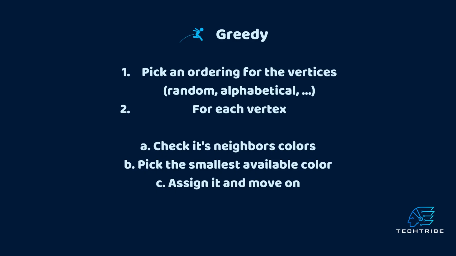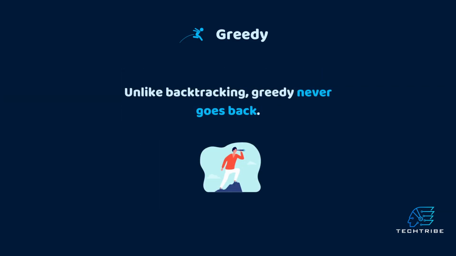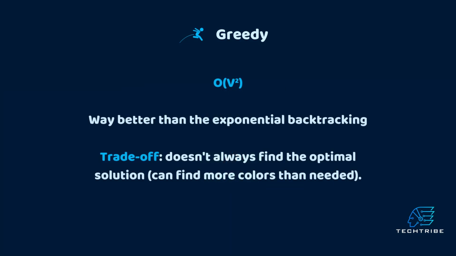and move on. Here's the efficiency of this heuristic. Unlike backtracking, greedy never goes back to change earlier decisions. It just keeps going. Never goes back, just keeps going. In terms of complexity, this runs in about O of V squared in the worst case, which is way better than the exponential backtracking. That means it's super fast, even for larger graphs.